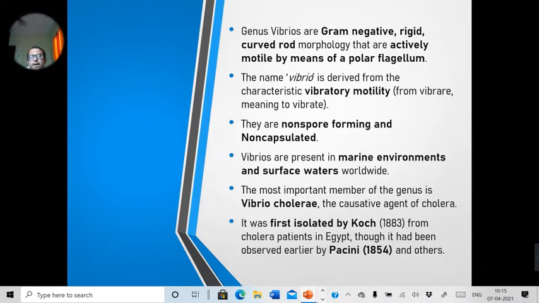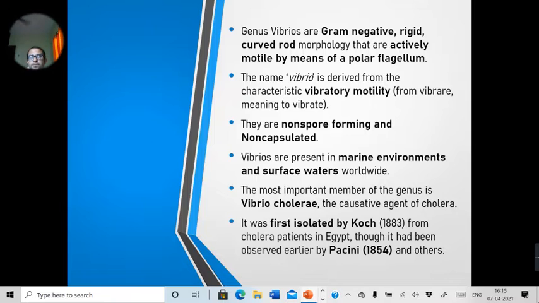This bacteria is motile, means it shows movement with the help of a polar flagellum, and the movement shown by this group of bacteria is a vibratory type of movement. So the name Vibrio is derived from this vibratory movement. Another characteristic shown by these members is that they are non-spore forming, means they are not able to produce any kind of spores.